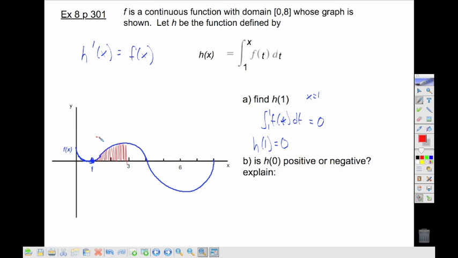So if I'm starting at 1 and moving to the right, I'm adding area, which means that my original function, h, has a value that's going up. So h is increasing on that interval there, because I have positive area here starting at 1. If I move over into the next region, I'm now looking at negative area. So as I'm moving over in this section here, each of these rectangles is taking away from my value. So my h is now decreasing.